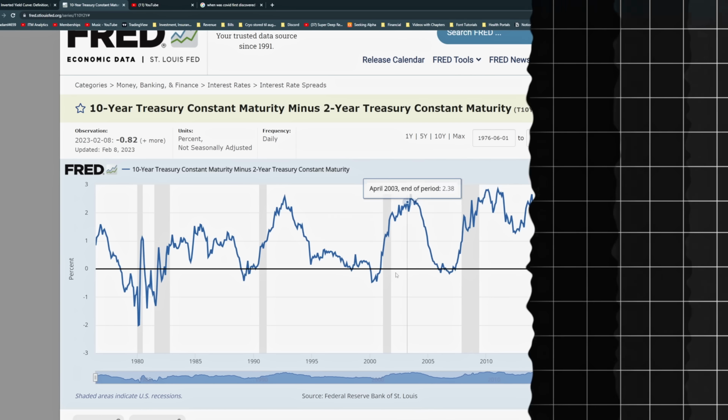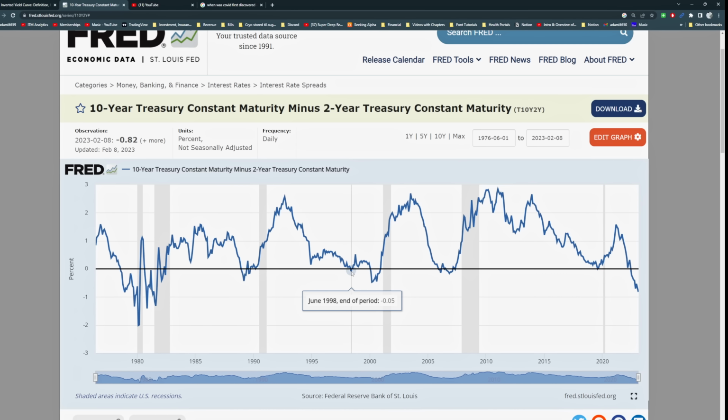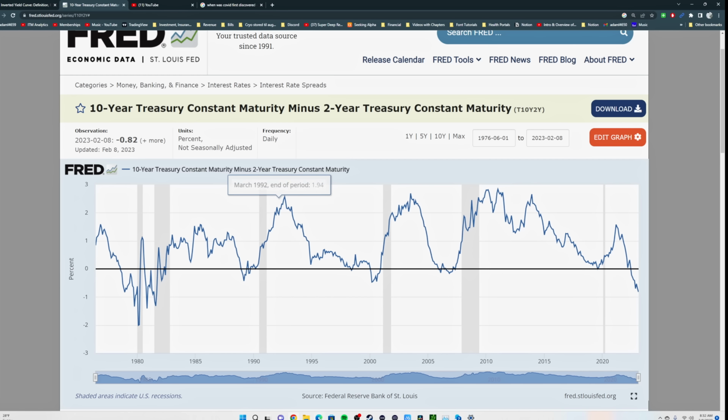Because let's look here, for example. Here's the yield curve. It inverted in 1998. The recession was in 2001. What is that, like 3 years? 3 years. Am I even on the right source here? Yeah, 3 years later. And so it's like, how useful is it really?